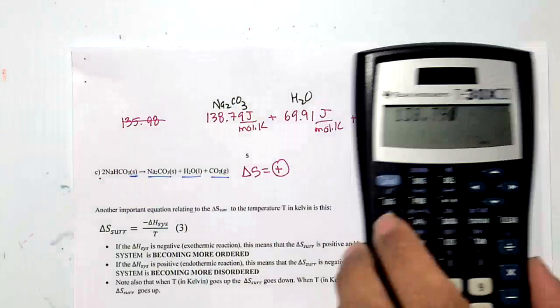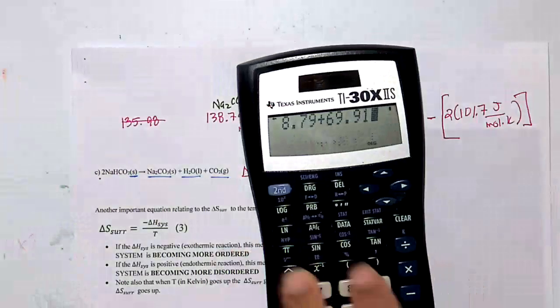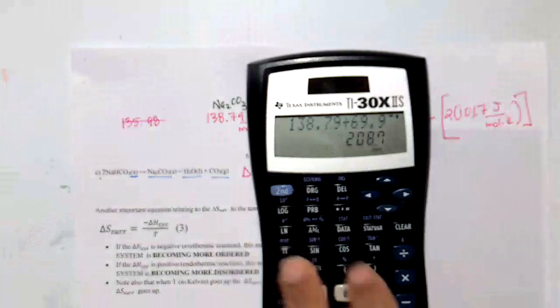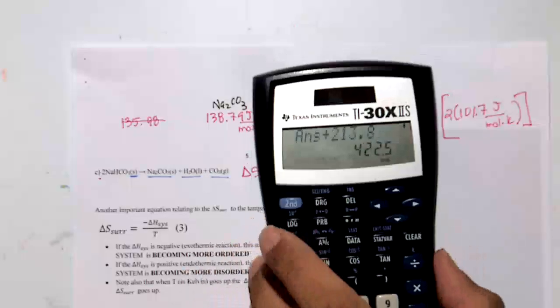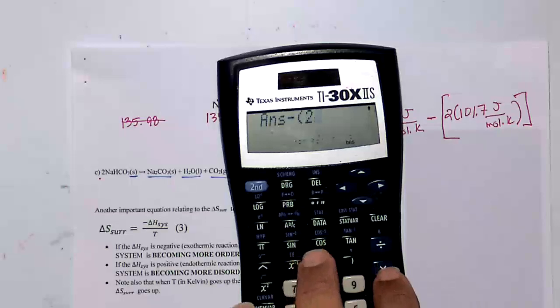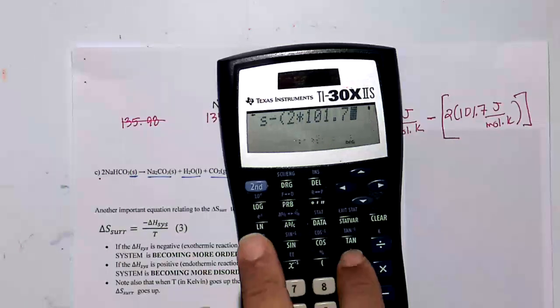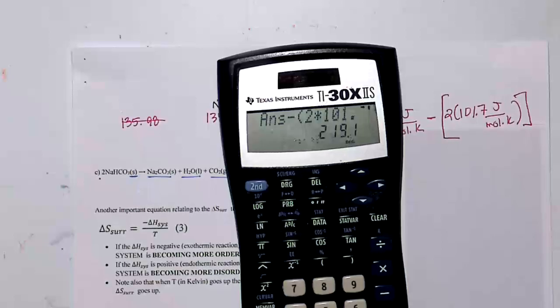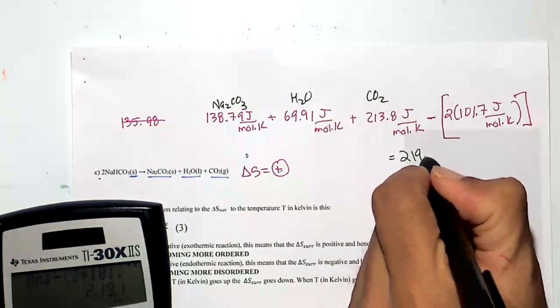So 138.79 plus 69.91 plus 213.8 minus, let's put this in parentheses, minus 2 times 101.7, close those parentheses, 219.1, and we predicted it to be positive, and it is positive.